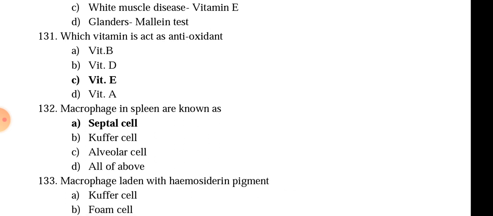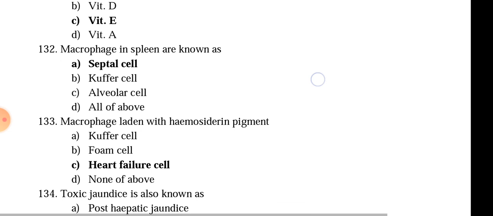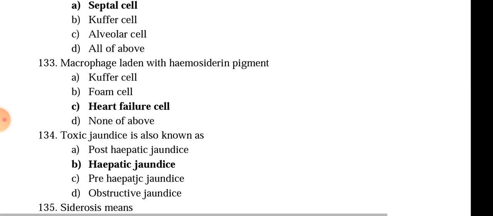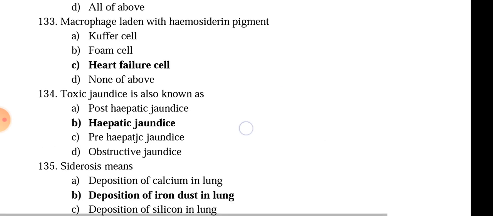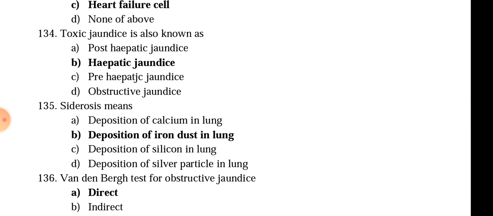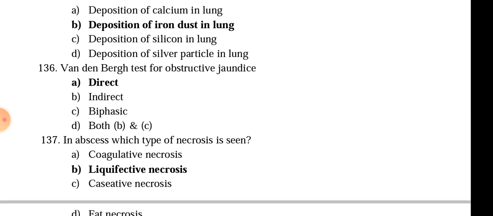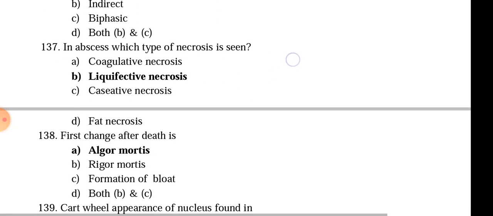Macrophages in the spleen are known as septal cells. A macrophage laden with hemosiderin pigment is a heart failure cell. Toxic jaundice is also known as hepatic jaundice. Siderosis means deposition of iron dust in lungs. The van den Bergh test for obstructive jaundice is direct. In abscess, liquefactive necrosis is seen.